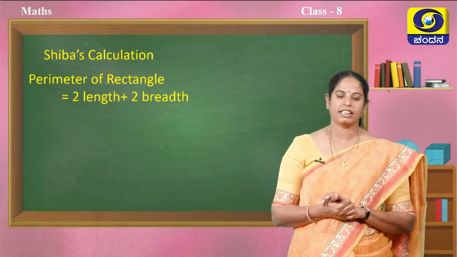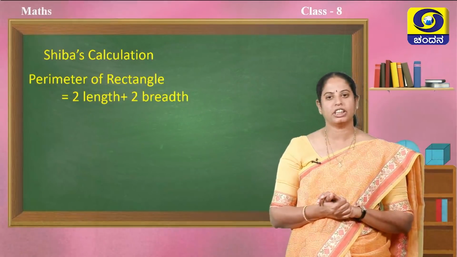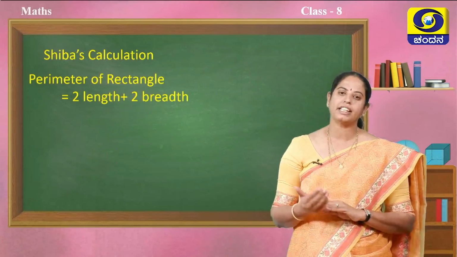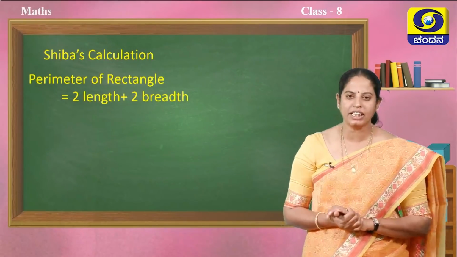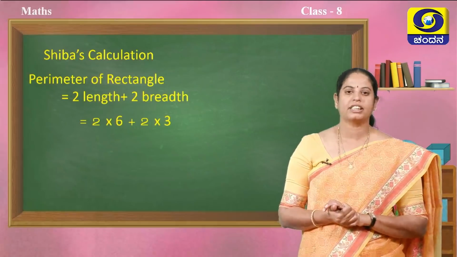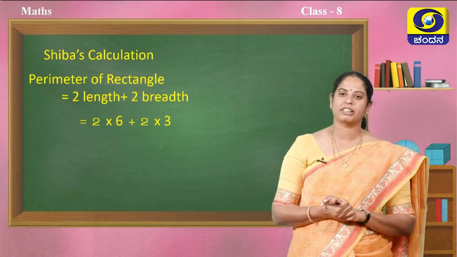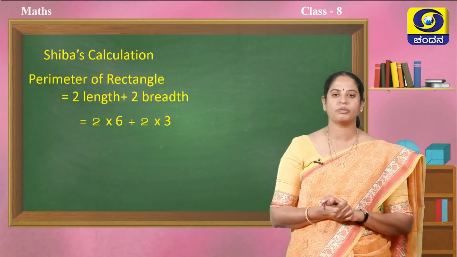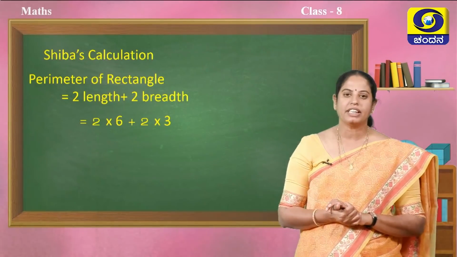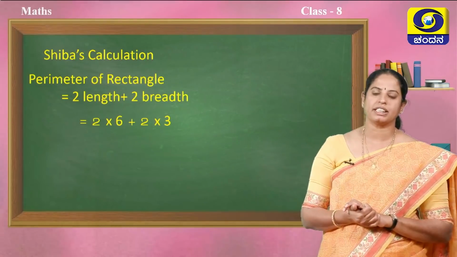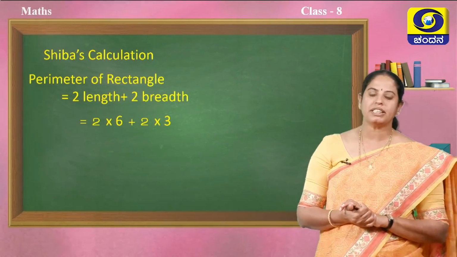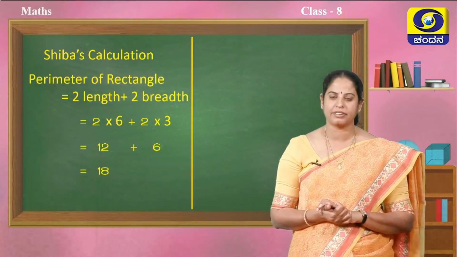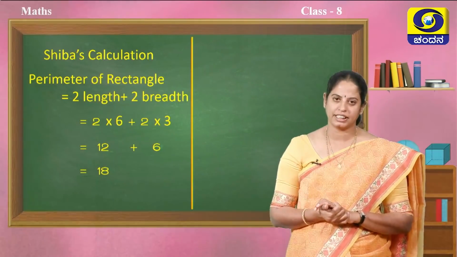Perimeter of rectangle: she took the breadth twice and then added the answer to twice the length. Here the length was 6 centimeter and the breadth is 3 centimeter. Twice the breadth is 2 times 3, that is 6. That is added to 2 times 6, that is 12. So 12 plus 6 is 18 centimeter. That was Shiba's answer. Vidya calculated like this.